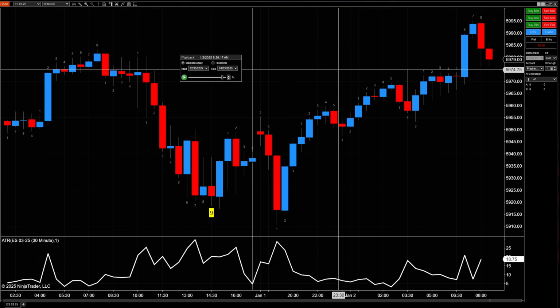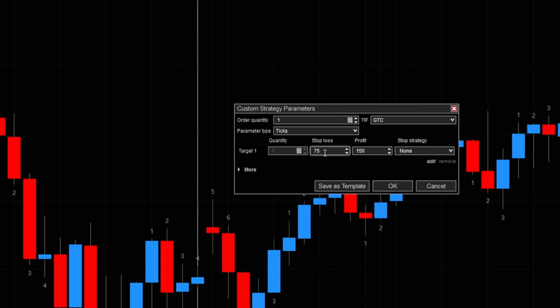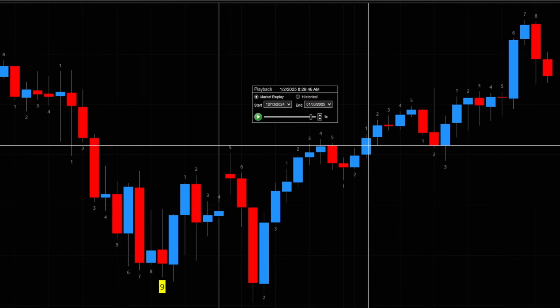So for this, we have plenty of time if you're looking at a 30-minute chart. Now, if we come right over here and we set up the ATM strategy, we know there's 4 ticks in a point, 18.75 times 4 comes out to 75 ticks. And then for our take profit, we want to double that, again aiming for that 2-to-1 reward to risk ratio. So in this case, we have a 150 tick take profit. Go ahead and select OK.